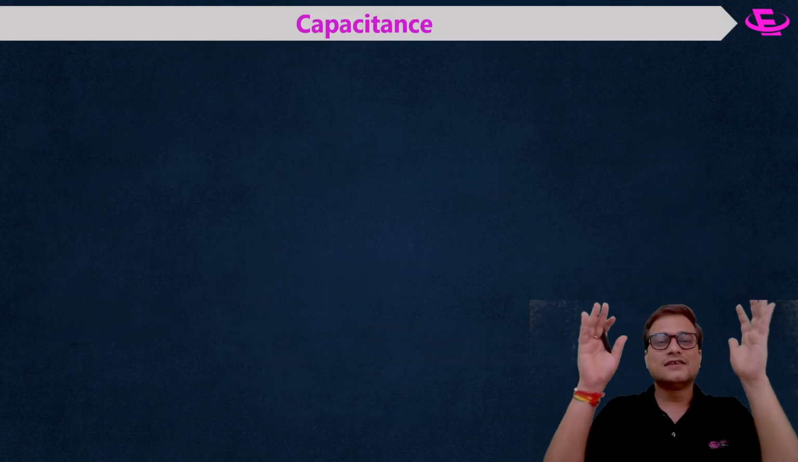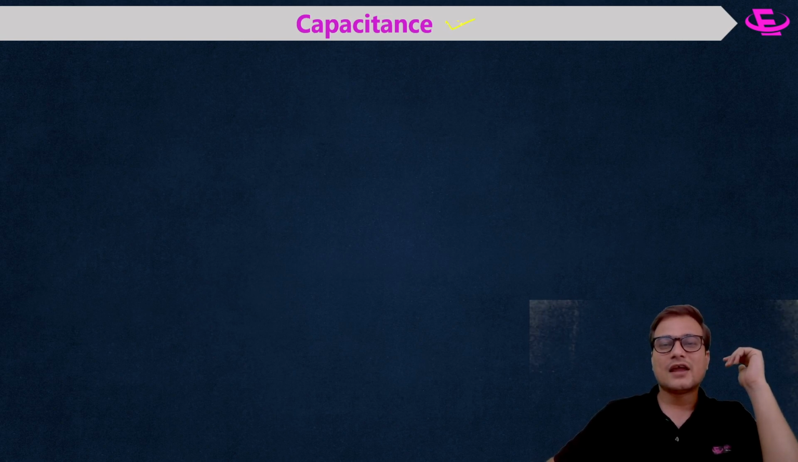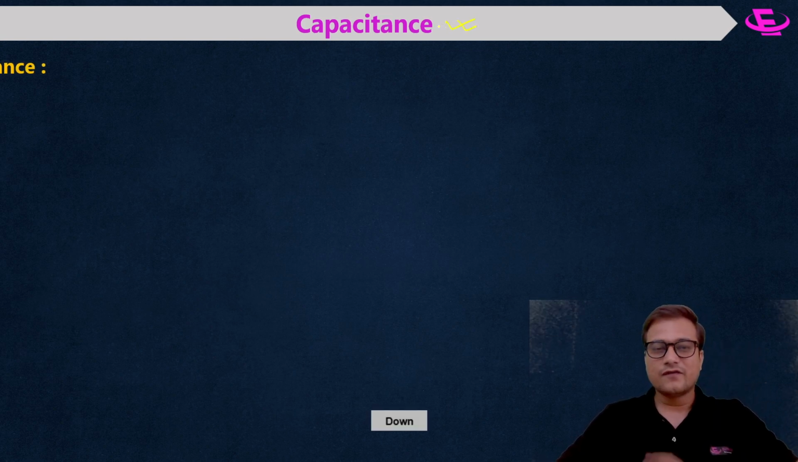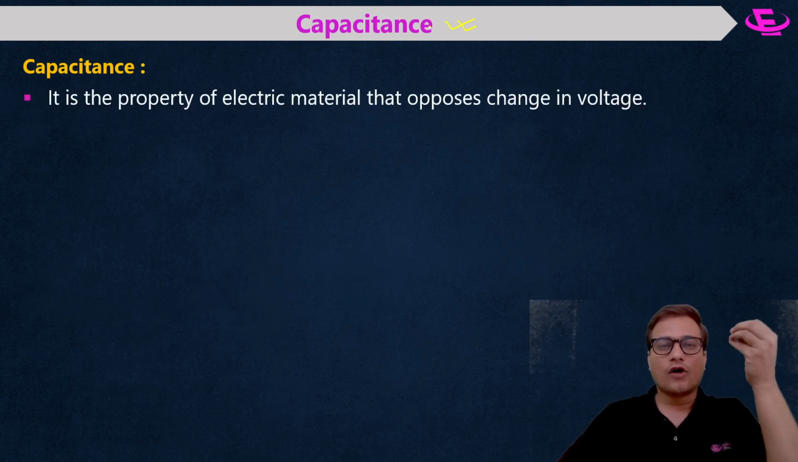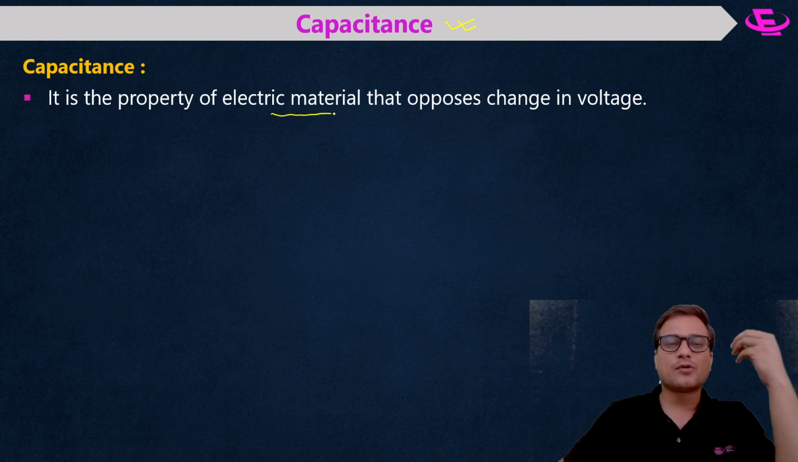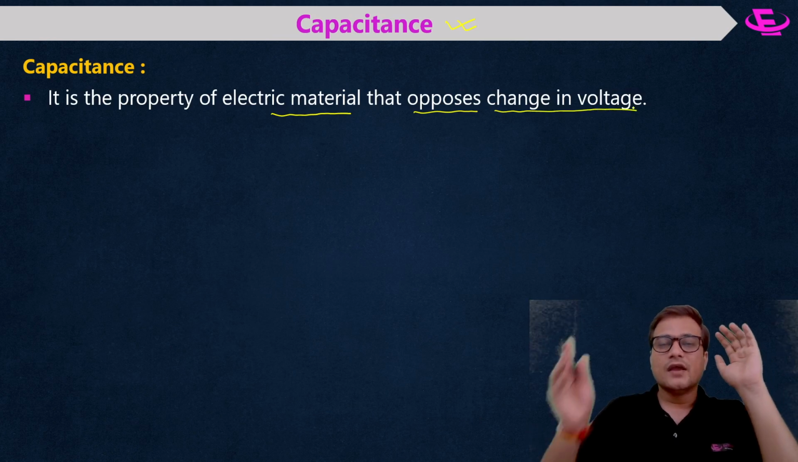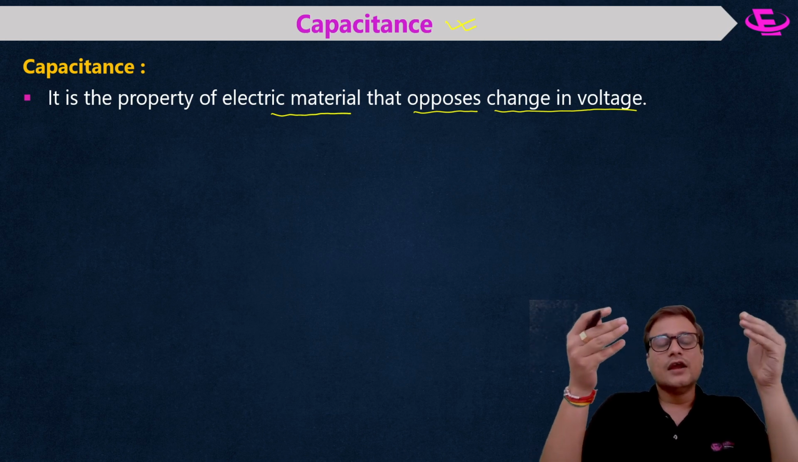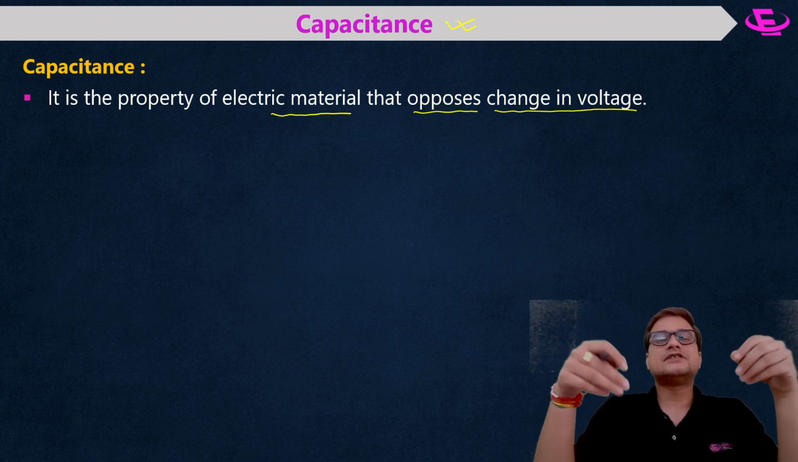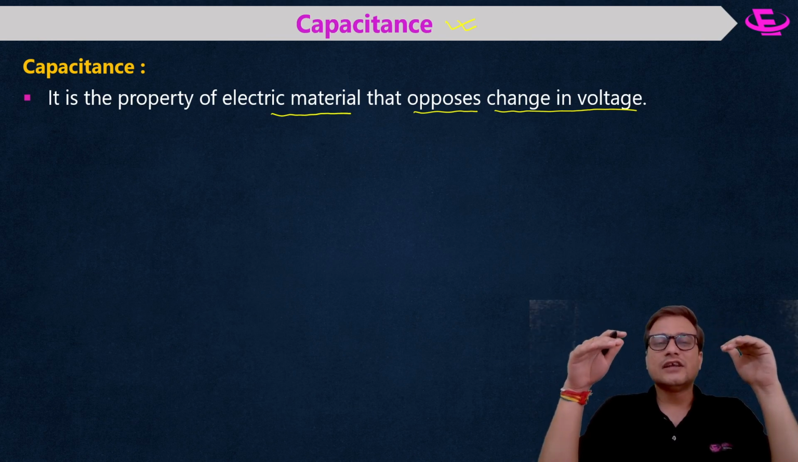So, dear guys, let's begin the session. First, let us see what we mean by capacitance. Capacitance is the property of an electrical material that opposes change in voltage. In the case of resistance, it opposes the flow of current. In the case of inductance, it opposes change in current, and capacitance opposes change in voltage.